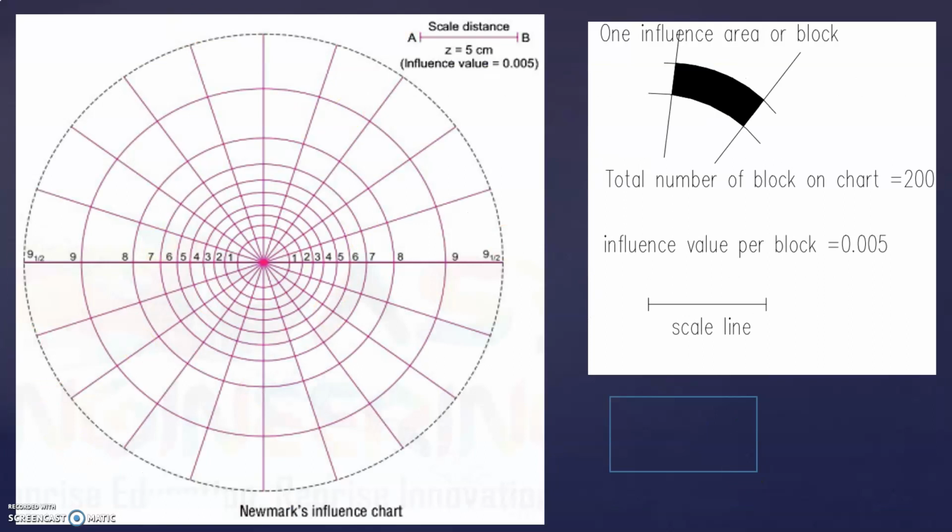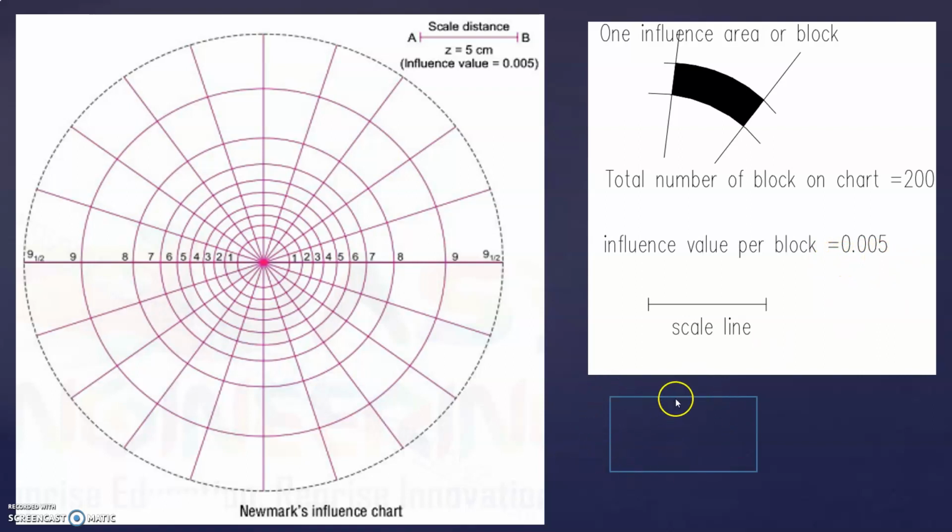So this is a Newmark's influence chart. You can see here there are a number of radial lines, and the scale distance Z is equal to 5 centimeter. Influence value is equal to 0.005. One influence area, or block, looks like this. There are totally 200 blocks in this chart, and the influence value per block is 0.005.